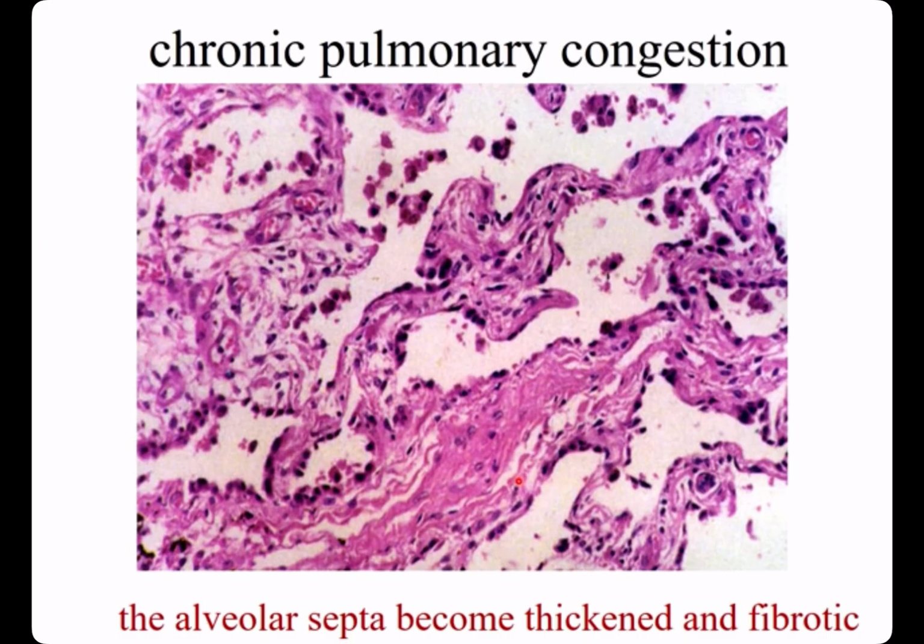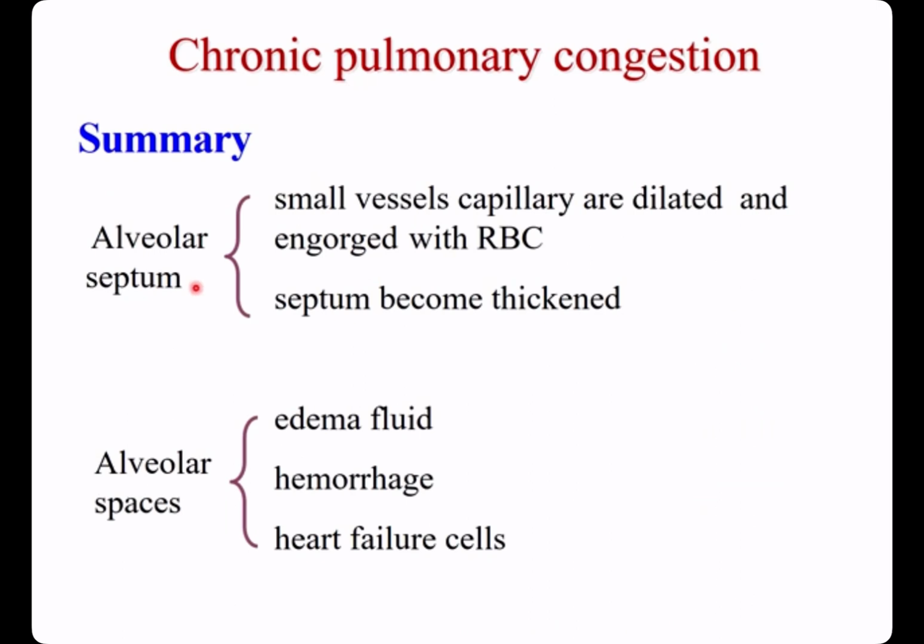Here, the alveolar septum becomes thickened and fibrotic. Now, a summary. As for chronic pulmonary congestion, in the alveoli, edema fluid, red blood cells, and heart failure cells can be observed. In the alveolar septum, capillaries and small veins are dilated and engorged with red blood cells. The septum becomes thickened and fibrotic.